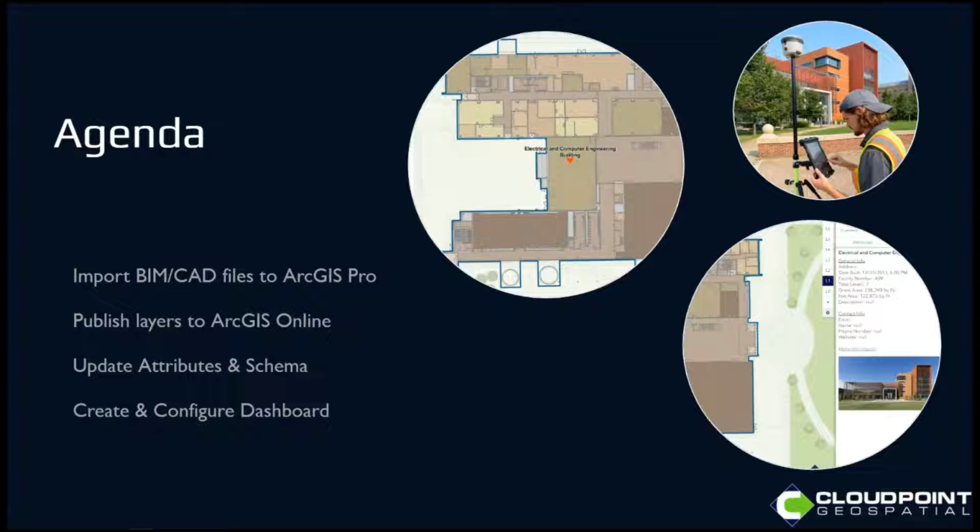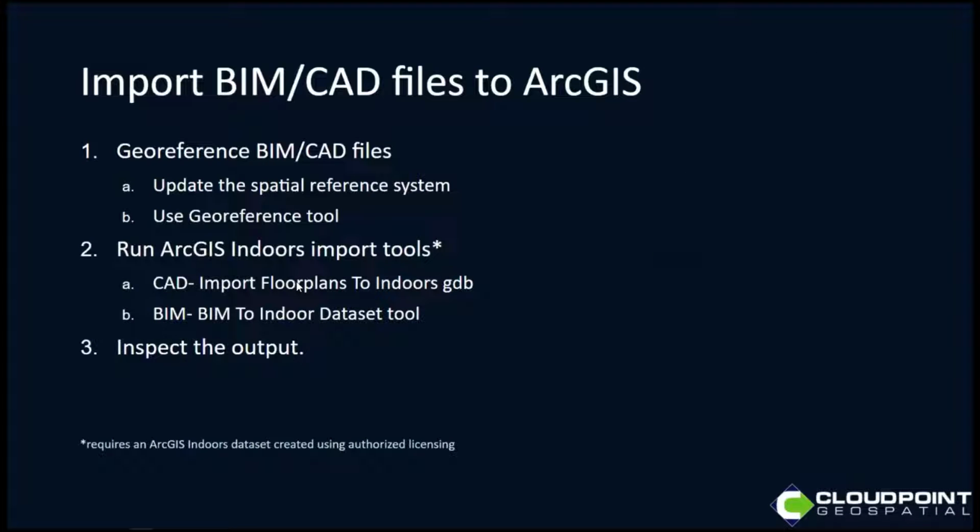And then we will look at updating attributes and schema through the ArcGIS Online interface. Then we will finally finish up with creating and configuring an ArcGIS dashboard with the data that we publish. So first of all, as we get into this and explore the functionality within ArcGIS Pro, we will start to look at bringing in these CAD files, and that's what I'll start with.